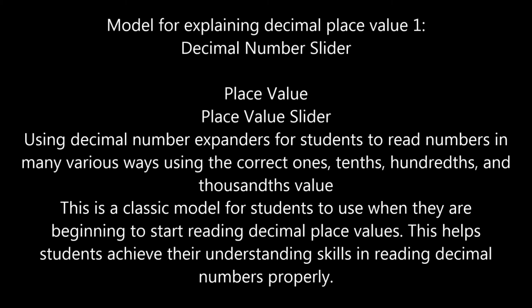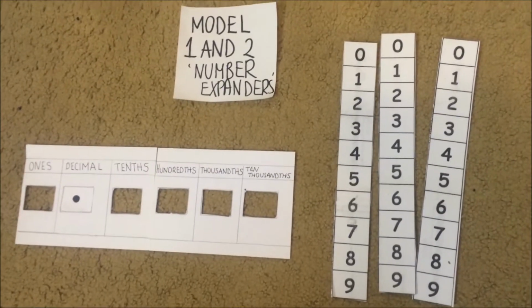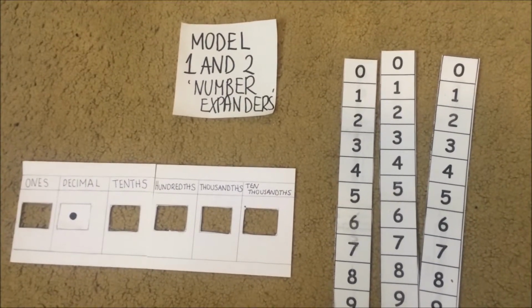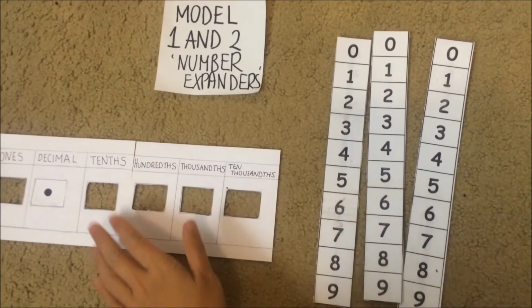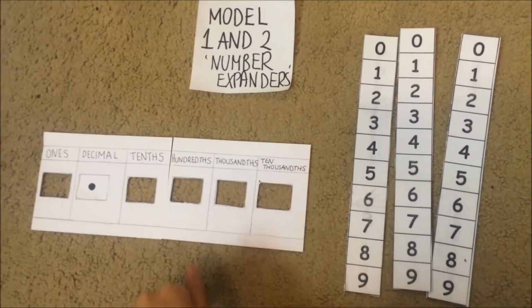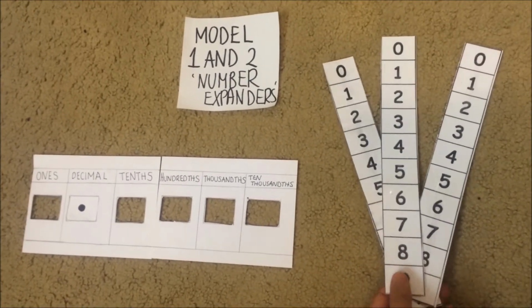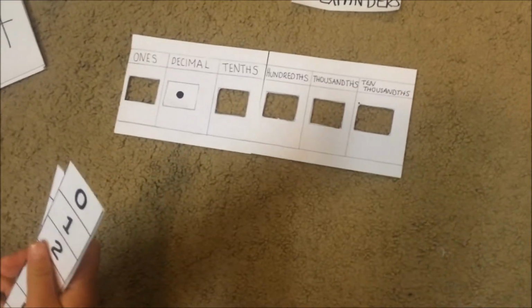This is a good activity for students to show that the decimal point stays in the same spot whilst the numbers change value. This is the second number expander that students can use to work out place value in decimals. So this is called a place value slider, where students can use these numbers and the template to slide and create their own decimal numbers. So if we get a student to make any of these numbers, students are able to read what numbers they made.